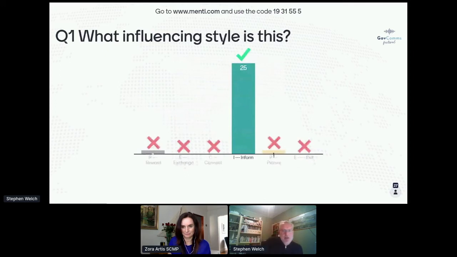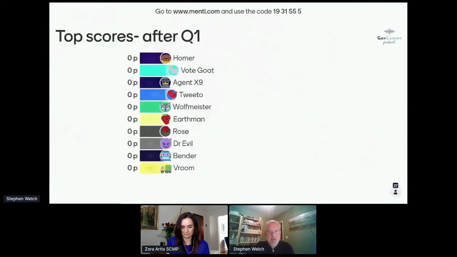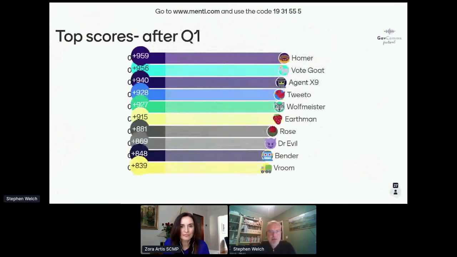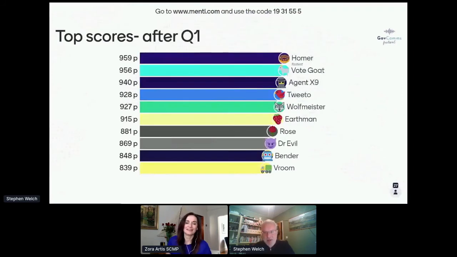We had 25 votes for inform, which is the correct style. It's all about information and data. And here you can see the leaderboard. So whoever is calling themselves Homer, you're the winner. One of the things I love about Mentimeter is it's always kind of random in terms of how it assigns names and things like that. So I hope you like your nickname, whoever you are, Homer.